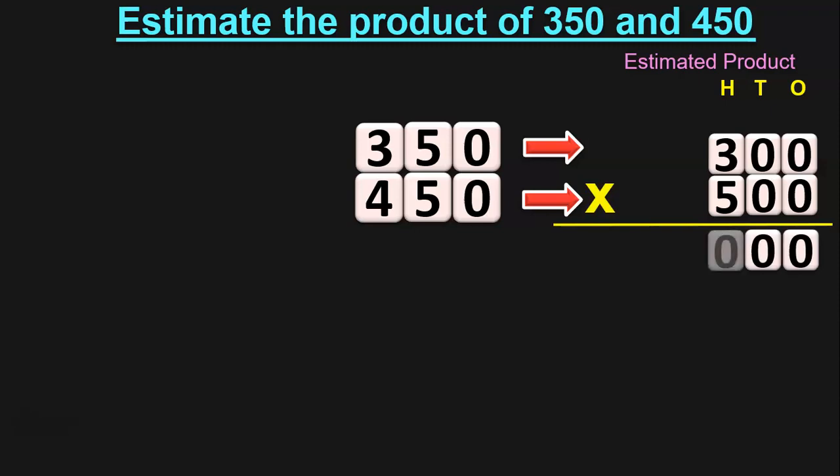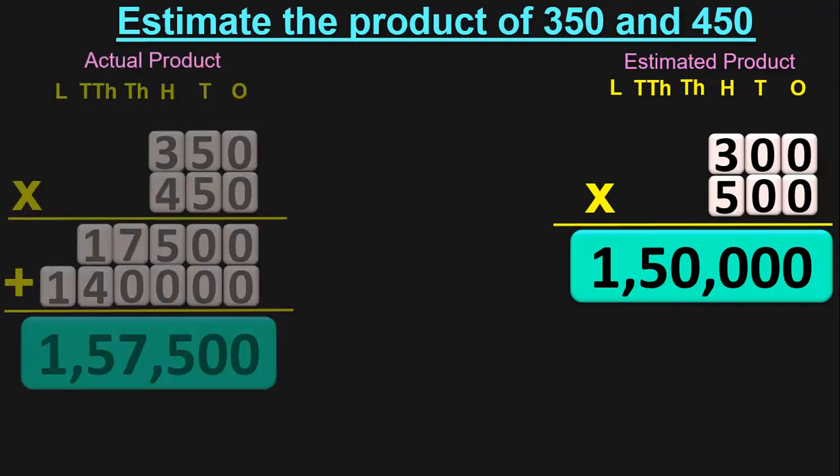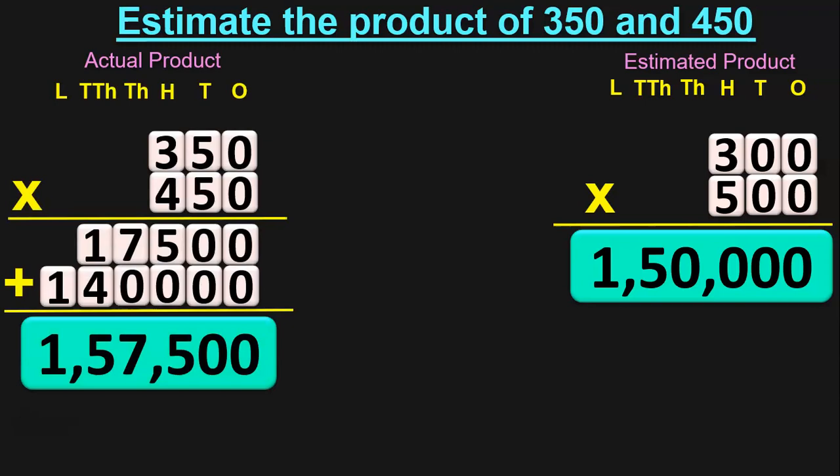So when you multiply these two, you will get the answer to be 1,50,000. So in this case, the estimated product is 1,50,000. We already did the actual product multiplication and saw that the answer is 1,57,500. This is a little bit closer to the estimated product. So this is a better way of estimation.